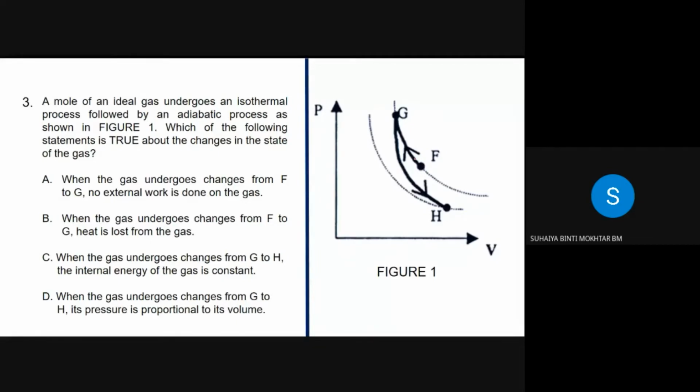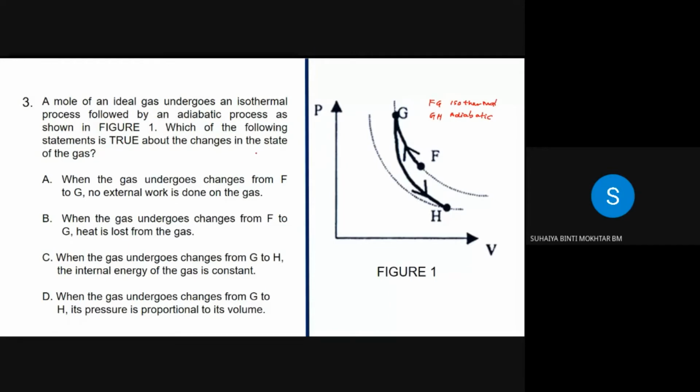Okay, this one is isothermal. FG is isothermal. GH, look at the arrow, GH is adiabatic, right? Adiabatic. Okay, which of the following statements is true about the changes in the state of the gas?